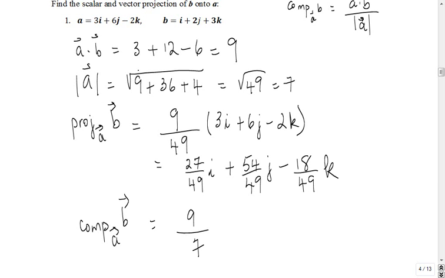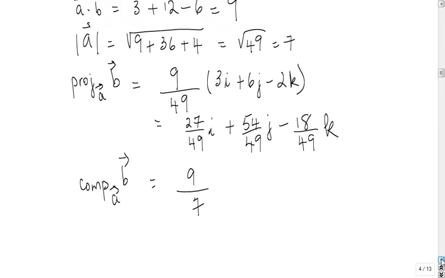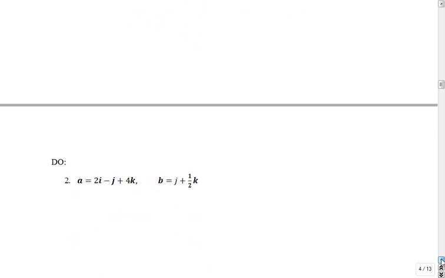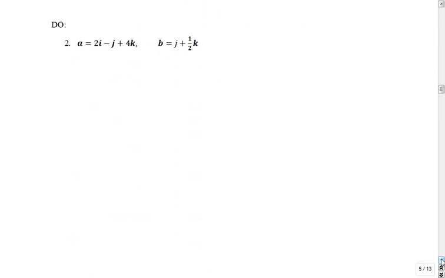Good. So it's your turn, I think. Yes, try this one on your own. Find both vector and scalar, please. This is again B onto A? B onto A. Thank you. B onto A.